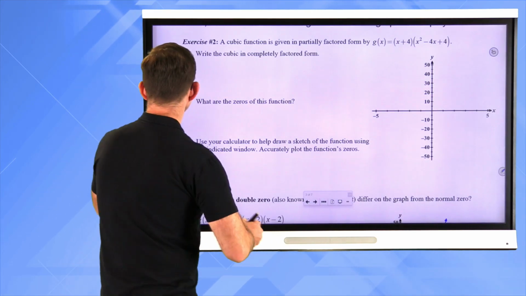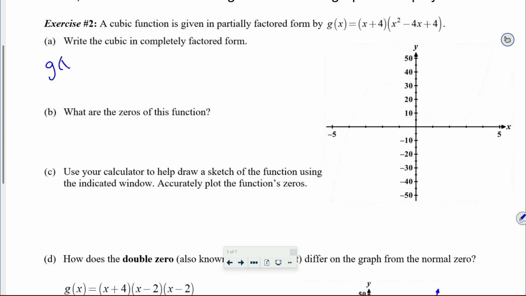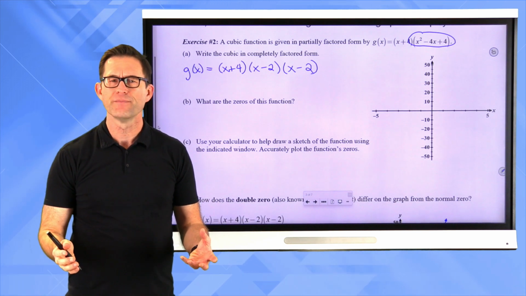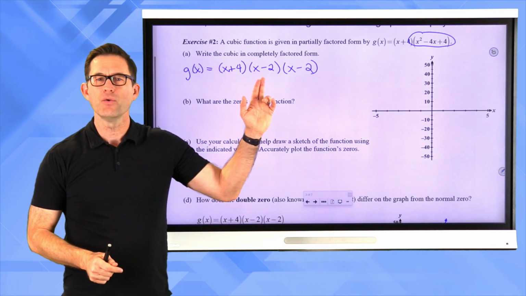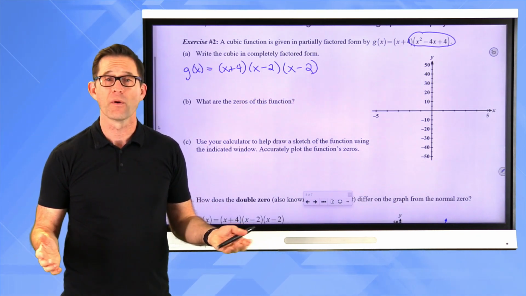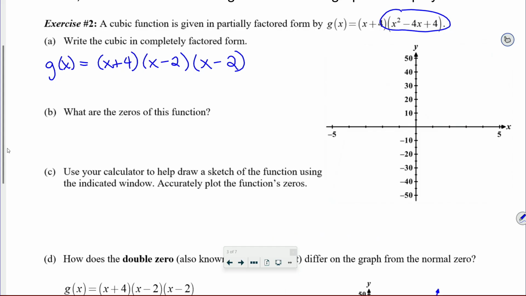All right, well, we already know that I've got my x plus 4. And then I just really have to look at this, x squared minus 4x plus 4. Two numbers that have a product of positive 4 and a sum of negative 4 would be x minus 2 and x minus 2. So there is g of x in its fully factored form. Now, you might notice that two of the factors are identical, x minus 2 and x minus 2. Nothing wrong with that.